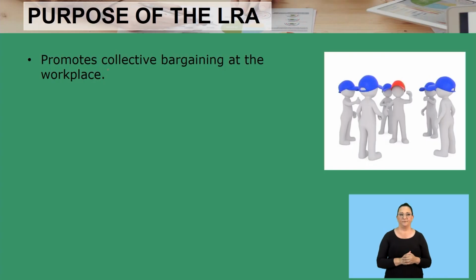Right, so what is the purpose of the Labor Relations Act? The first purpose is to promote collective bargaining at the workplace. The other word for bargaining is negotiation. So collectively, meaning both parties need to be involved. Not only the employer, but also employees need to be involved in any form of negotiation in the workplace.